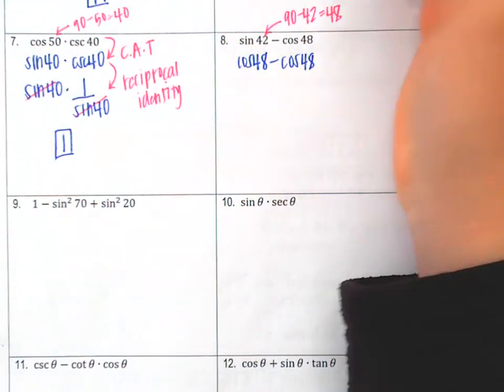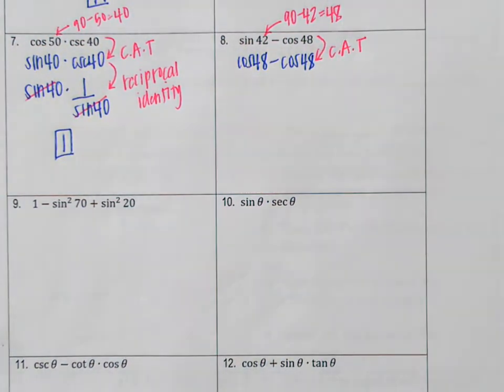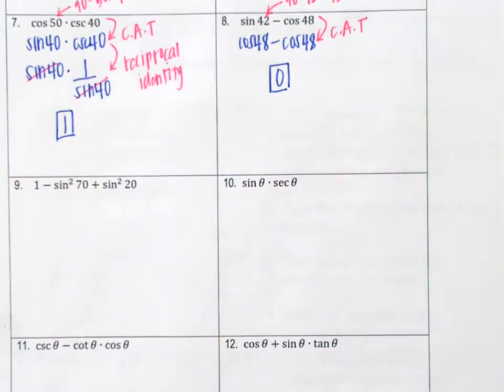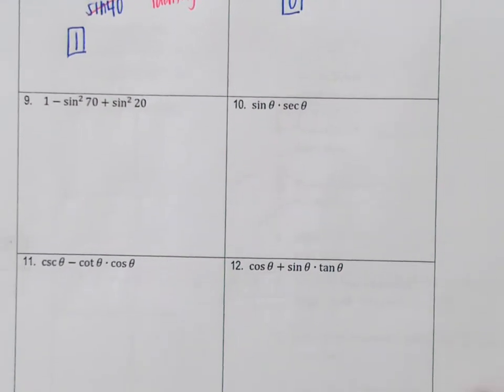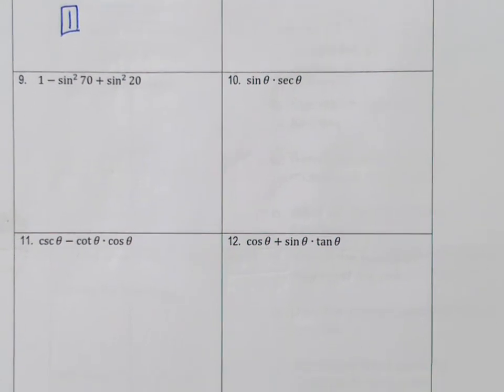So I just used the complementary angles theorem here. Well, cosine 48 minus cosine 48, anything minus itself is 0. And that is 8. Okay, so again, I want you guys to try 9 on your own, see how you do, and then come back and check your work on mine.